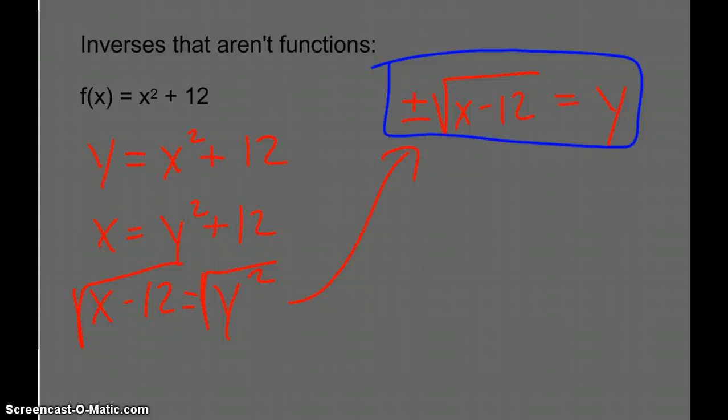Because remember, a function means for every input there is only one distinct output. However, in this case, because of that plus or minus, we've created two outputs for each x you put in. If you put in an x and calculate it out, you will get both a positive and a negative solution. So that means this original function has no inverse.